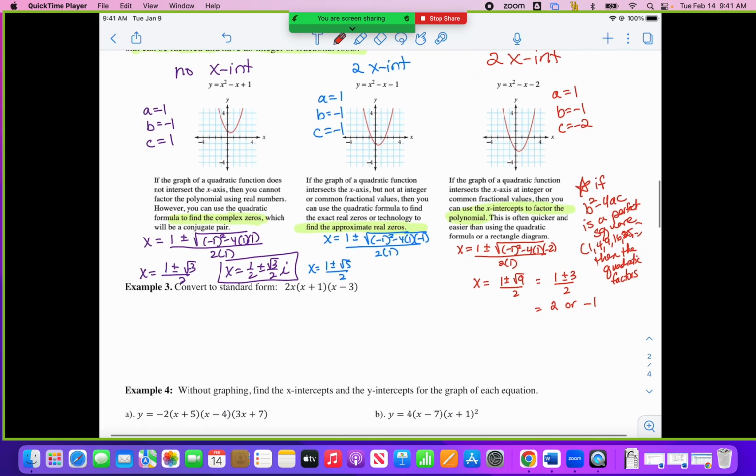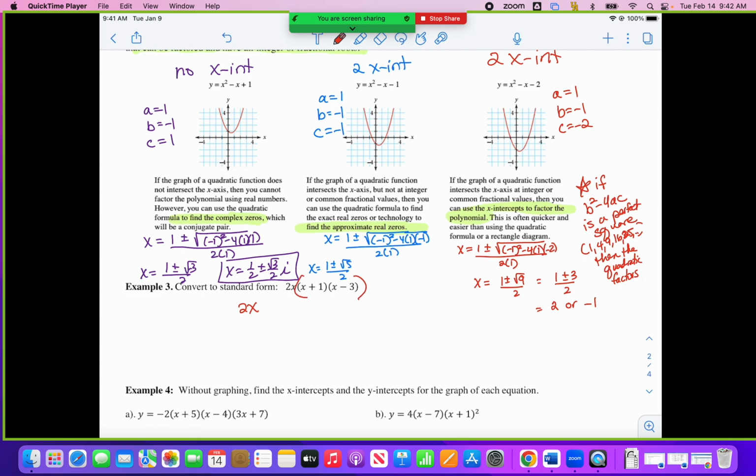So let's look at example 3. If I want to convert to standard form or general form, that means multiply it out. So what you're going to do is, you cannot multiply 3 things at once, but I can group 2 of them at a time. And it doesn't matter if you group the first 2 or the second 2, and then multiply by the third thing.